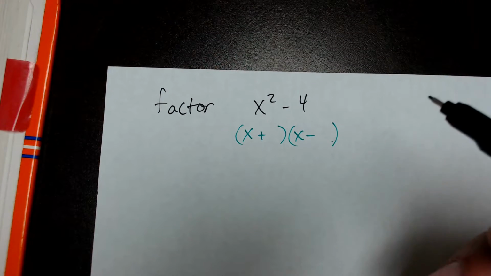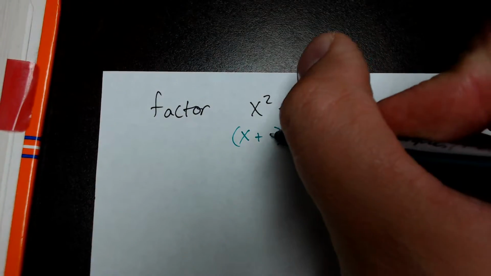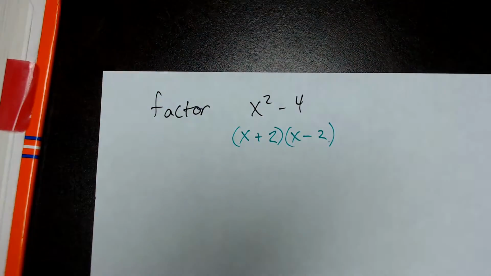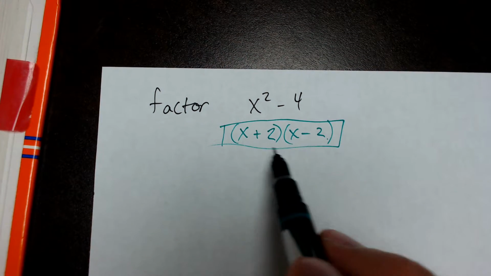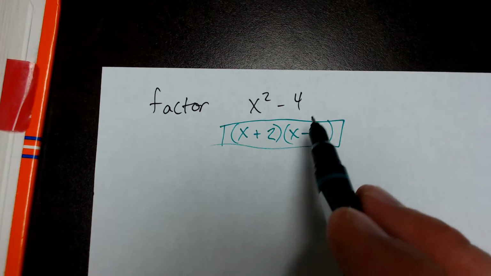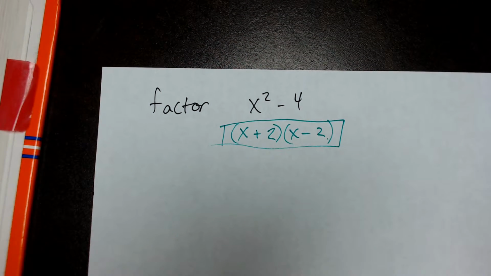So what's the square root of 4? Well, that's 2. And I'm done. Ta-da. So positive goes first. Signs are always different. Square root of the last number. Very easy to factor the difference of two squares. Now, the question is why, and that's where checking our answer comes in.